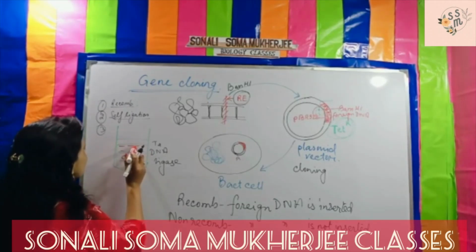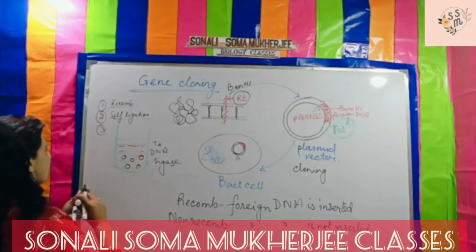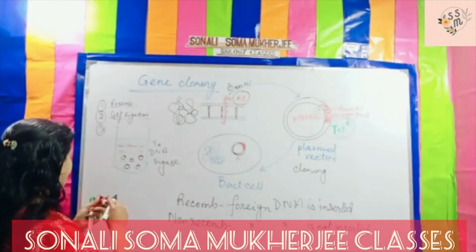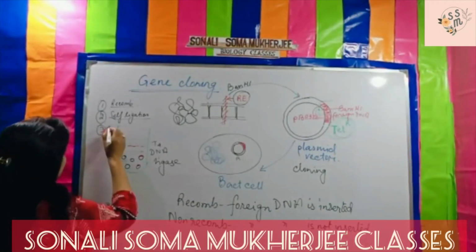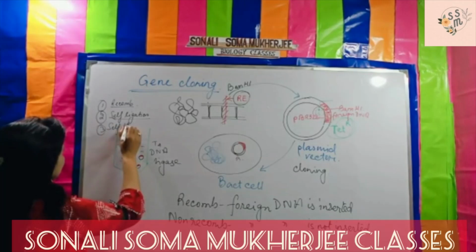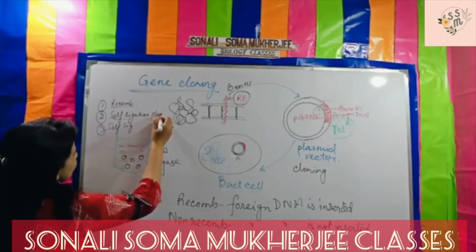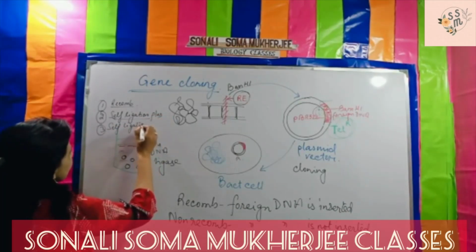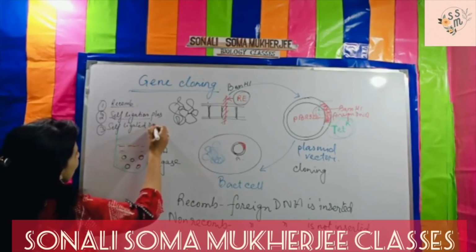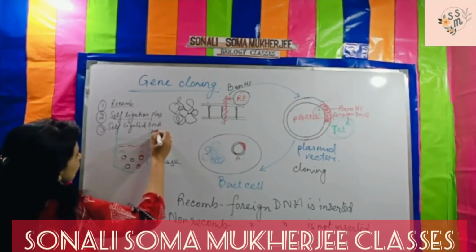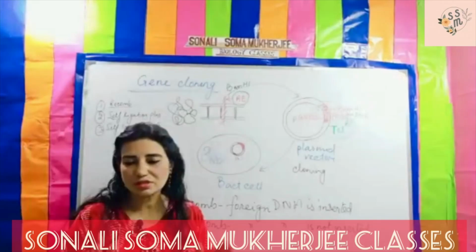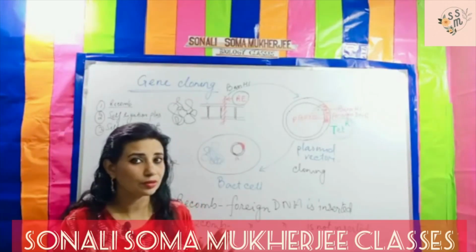And some will have only DNA overhanging, and these DNA molecules also join, self-ligate. So that may also happen, that self-ligated plasmids may form, and self-ligated DNA molecules also form. These are the consequences. So we need to be very careful also.